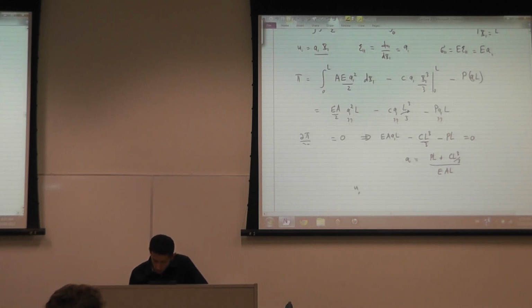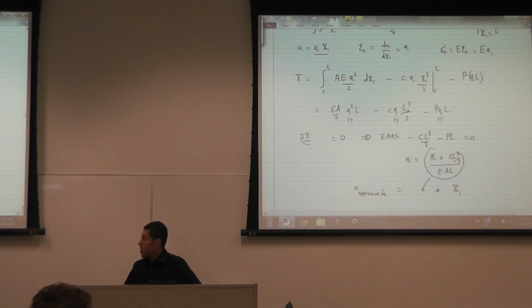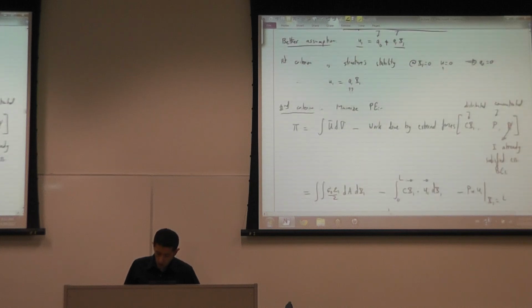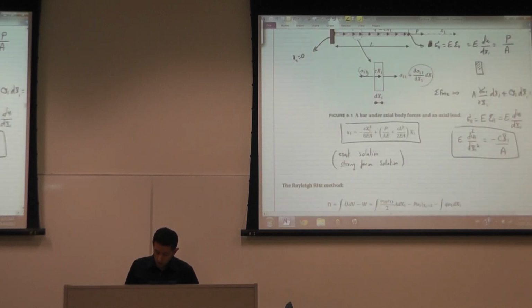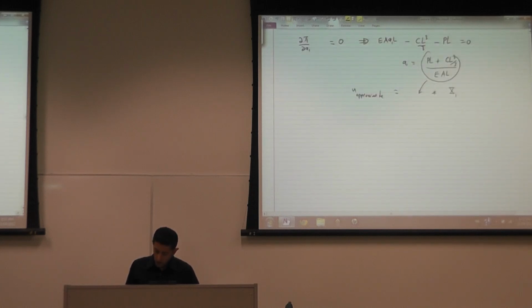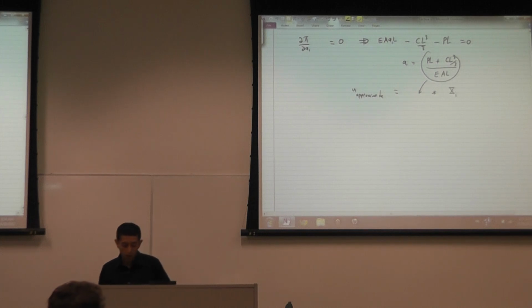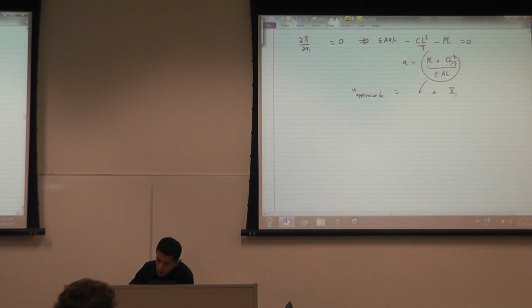Therefore, u approximate is equal to this a1 multiplied by x. So within the possible linear functions, the best linear function that would approximate my cubic displacement is when this constant is equal to PL plus CL cubed over 3 divided by EA L.